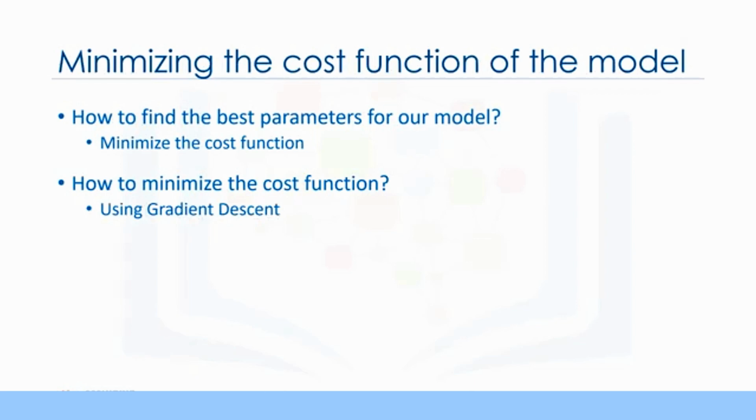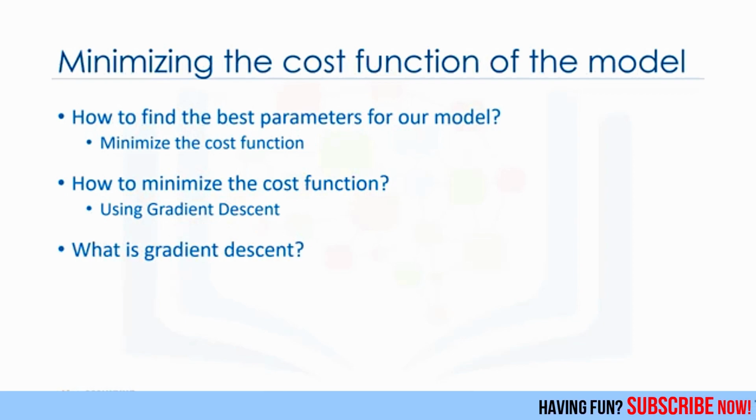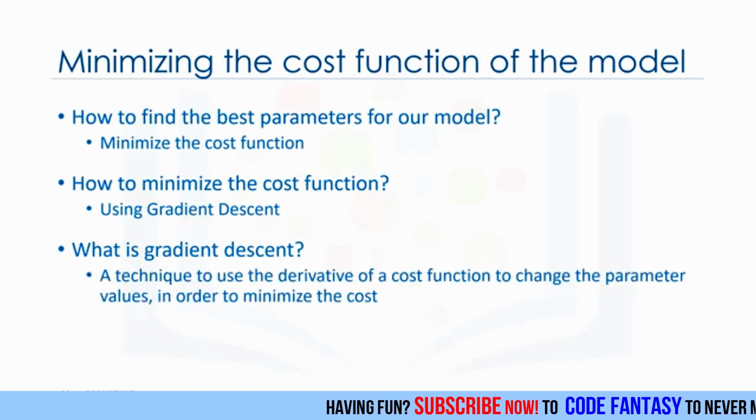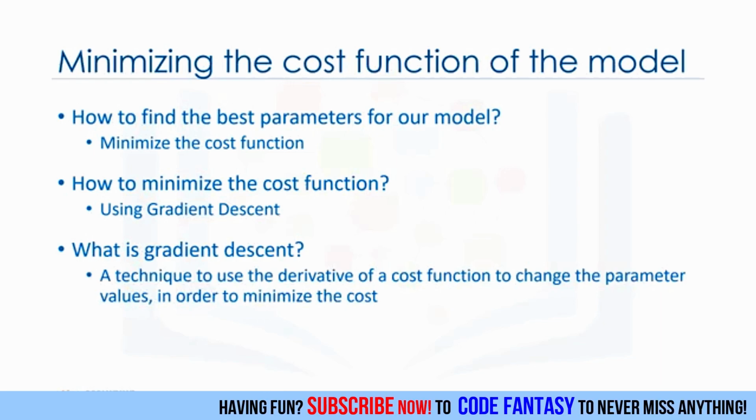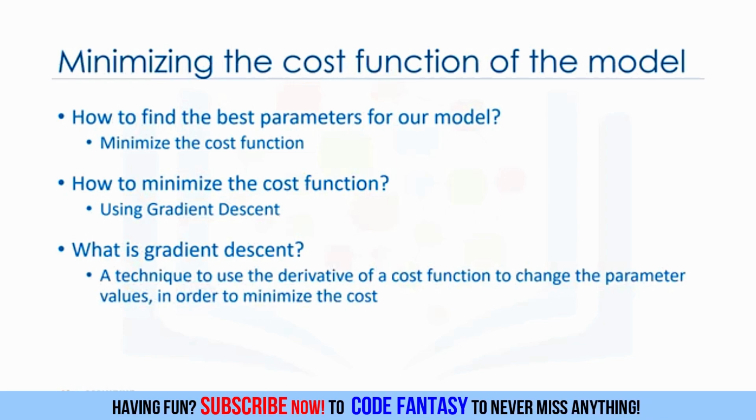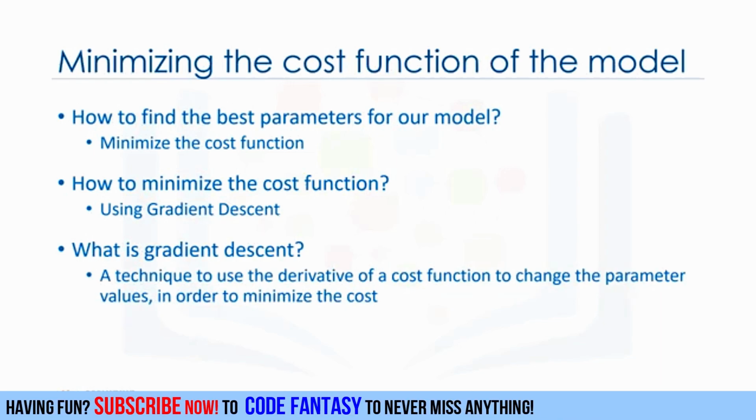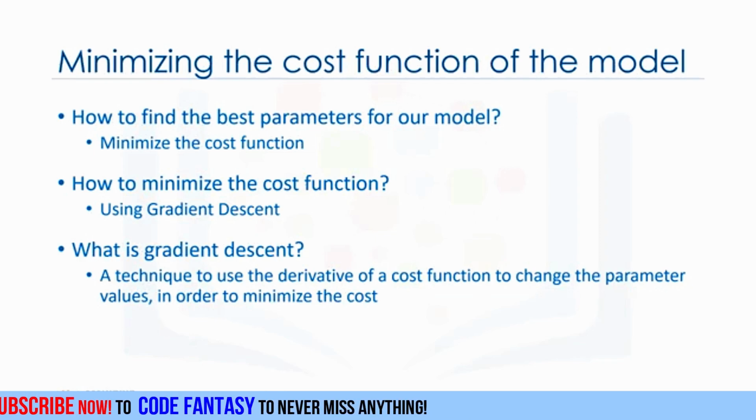There are different optimization approaches, but we use one of the most famous and effective approaches here, gradient descent. The next question is, what is gradient descent? Generally, gradient descent is an iterative approach to finding the minimum of a function. Specifically in our case, gradient descent is a technique to use the derivative of a cost function to change the parameter values, to minimize the cost or error. Let's see how it works.